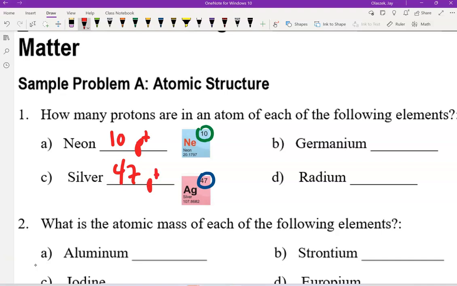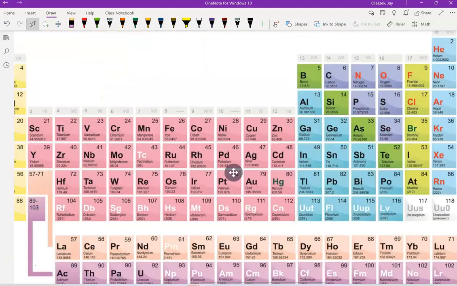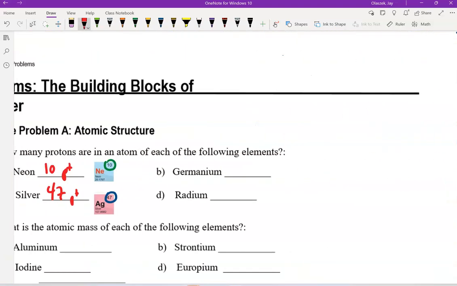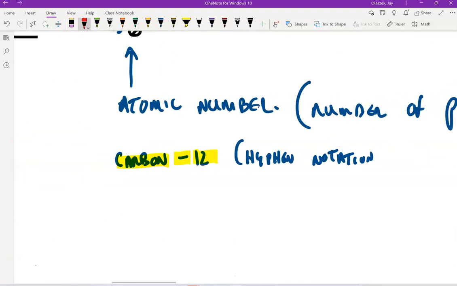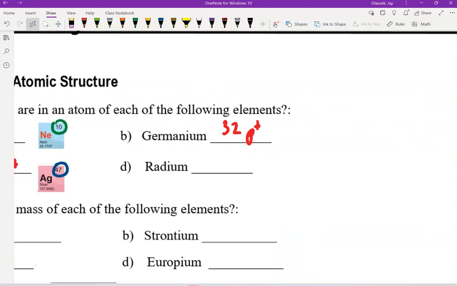Okay, you guys getting the hang of this? Alright, so don't need to be dragging these over because we can just scroll over to the periodic table. So we're looking for germanium. We see germanium right here. Germanium's got the symbol Ge. It's got an atomic number of 32. That means it's got 32 protons. We'll record that right here. Last one in number 1 is radium. We find radium right here. Radium has got 88 protons, so we'll record that here. And that's all you do.